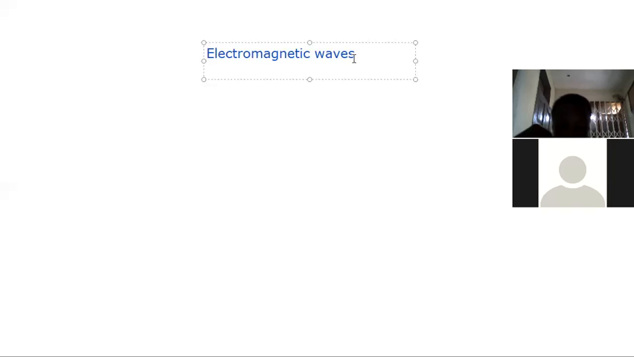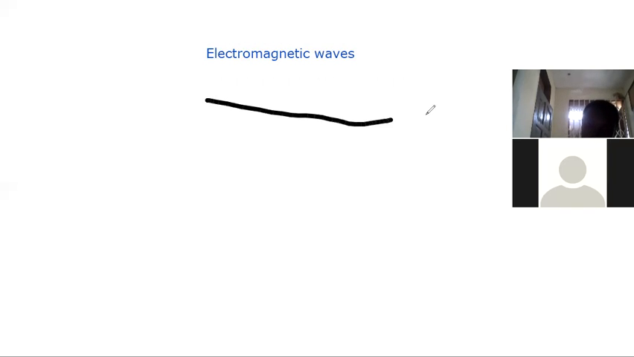So the spectrum consists of gamma rays, X-rays, visible light, infrared, and radio waves. They are arranged according to increasing wavelength and increasing frequency. So, for instance, let me just draw a box. This is just a free sketch.